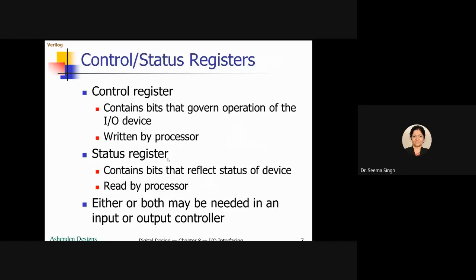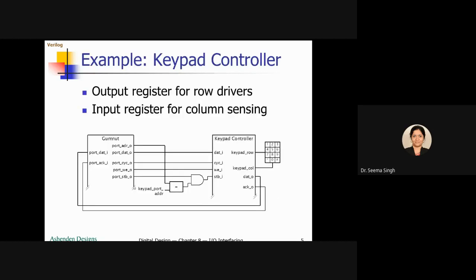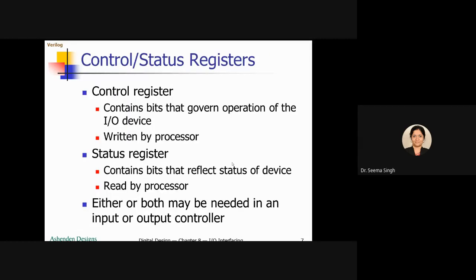Now coming on to the status register. The status register contains the bits that reflect the status of the device, and it is read by the processor. So what was the status register in this? The status register was this, that it is working. So when this acknowledgement goes high, it is the status that it is working. If it is 0, then it gives the status that it is not working. So that is your status register, which is always in a read mode by the processor.